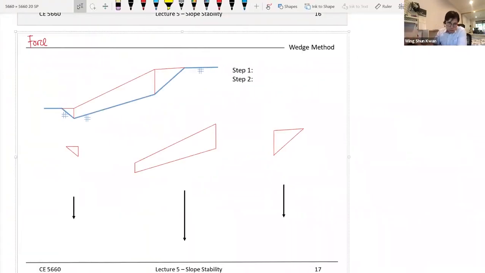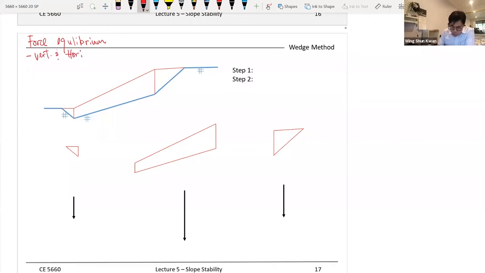Anyways, so this method uses force equilibrium. They try to fulfill both vertical and horizontal directions. It works for non-circular slip surfaces and infinite slope.